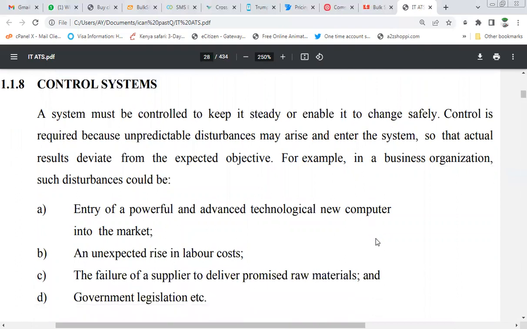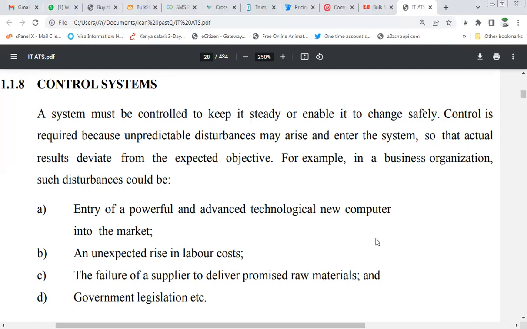Let's go to the control system. When we talk of control, we talk of rules and regulations, principles, ethics. These are the things that form controls. So a control system, once you see that topic, control, you should have an idea of what is coming your way. Already you know what the definition of a system is. So a system must be controlled to keep it steady or enable it to change safely. Control is required because unpredictable disturbances may arise and enter the system, so that actual results deviate from the expected objectives.